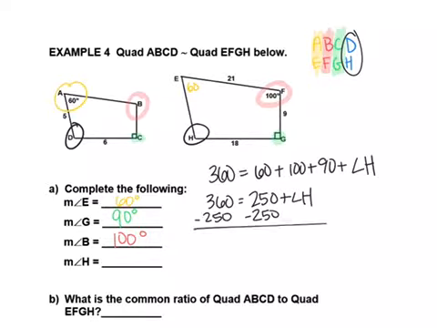So example 6, we have a triangle with the ratio 1, 2, and 3, and they want the measures of the angles. I apologize. Got to go inside. 1x, 2x, 3x, and they want to know the measure of the largest angle.